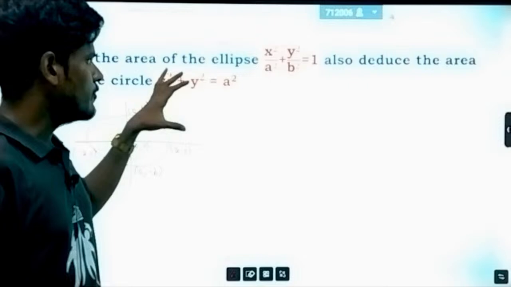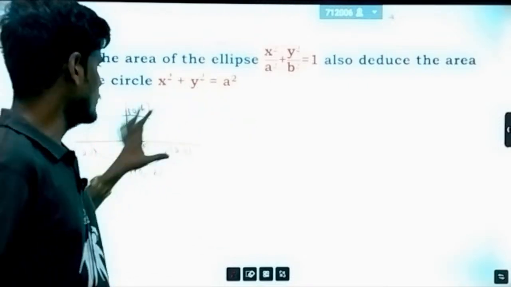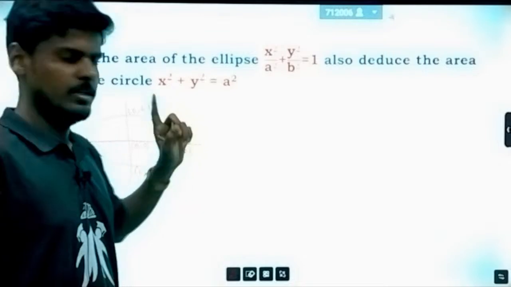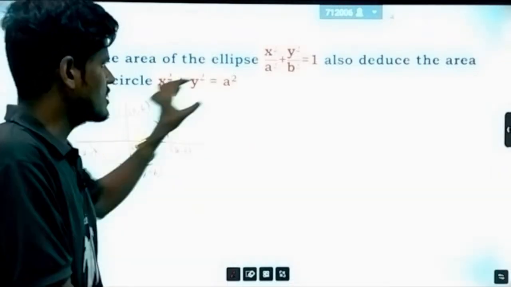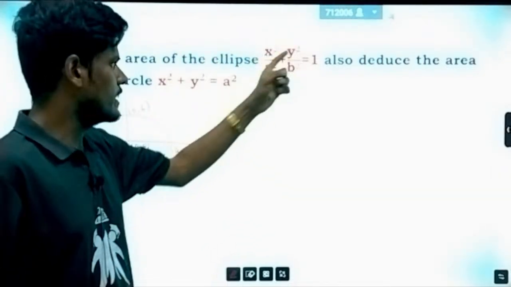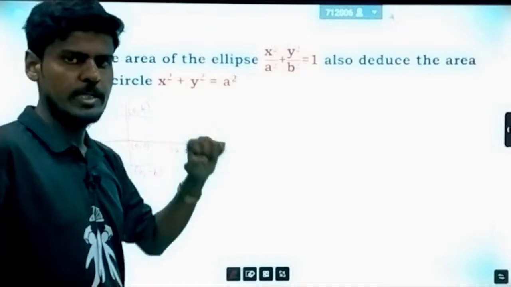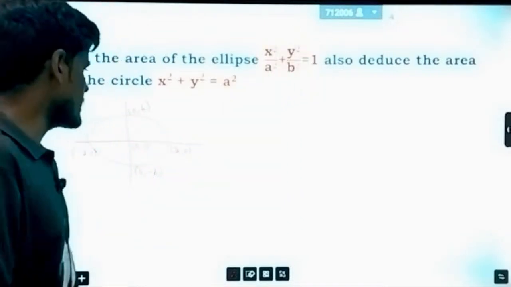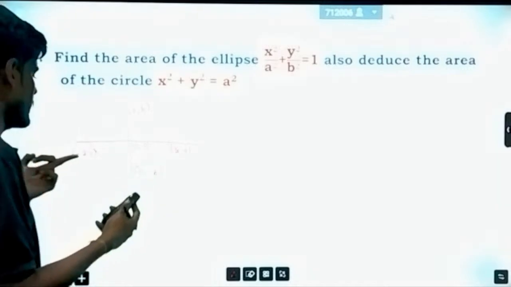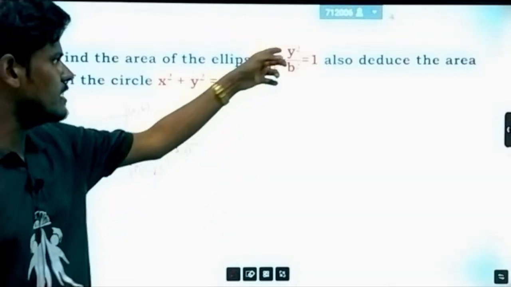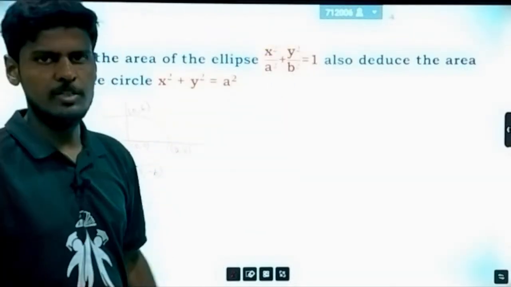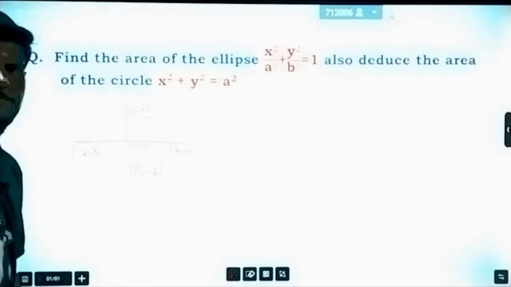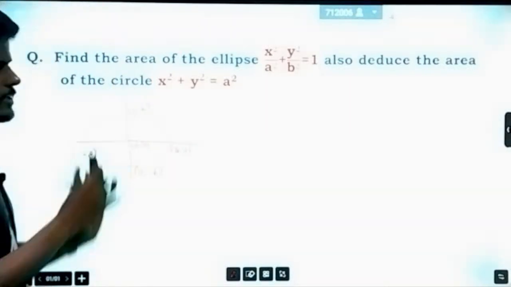Now after drawing this graph, or if you don't know how to draw the graph, substitute y is equal to 0, then we will find the point of intersection of this ellipse with x-axis. When y is equal to 0, x square will be a square, so x is equal to plus or minus a, that is a comma 0 and minus a comma 0. Similarly, when you substitute x is equal to 0, y will be plus or minus b, that will be these 2 points. So that is how we draw this graph.